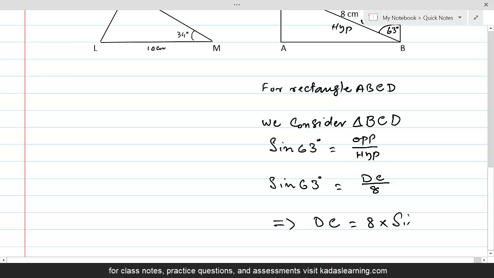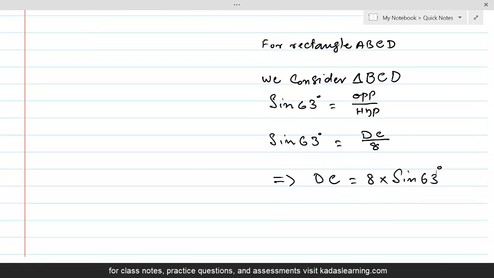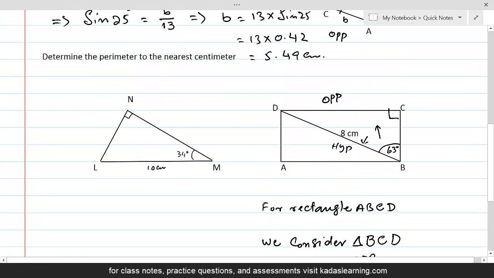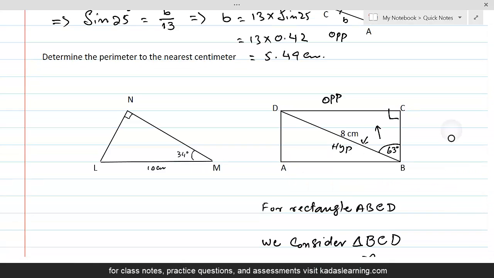sine 63 degree, and the value for sine 63 degree by using calculator is 0.89, and the overall answer will become 7.12. This is the value for the side DC. This is the length of the rectangle, and in order to find the width we consider the vertex B.